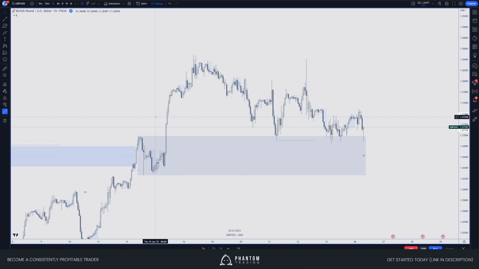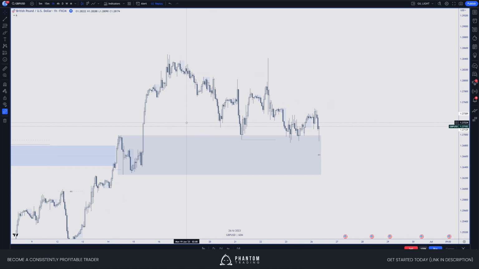And if you can produce a consistently positive edge with that, then there you go. You have a winning trading system and you can be a consistently profitable trader. And that's really all I've done, right?